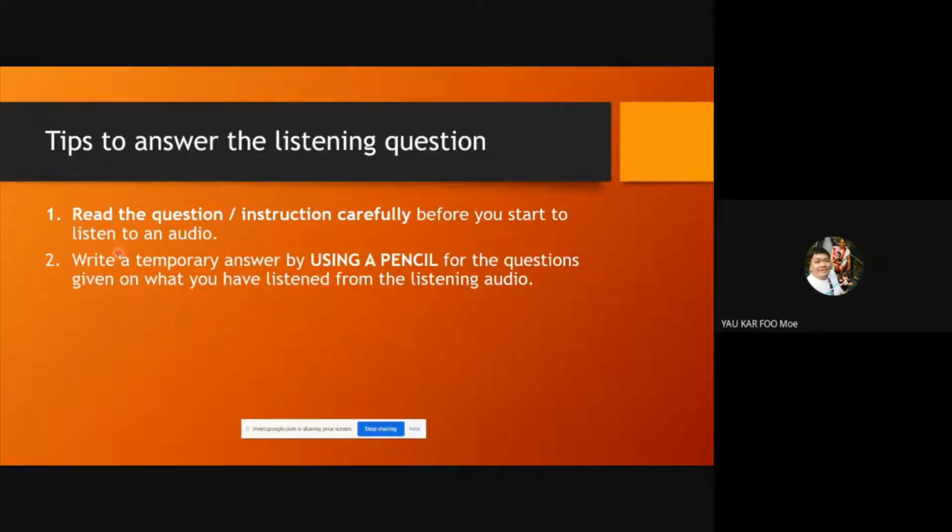Okay, the second step is write a temporary answer. Write a temporary answer by using a pencil on the questions given based on what you have listened from the listening audio. So the temporary answer means jawapan sementara, dituliskan berdasarkan soalan yang diberikan, dengan sepatang pensel. Ada siapa-siapa boleh bagi tahu saya? Anyone can answer me. Why we are using a pencil to write the temporary answer? Apa sebab kita gunakan pencil untuk tuliskan jawapan sementara? Why? Kenapa?